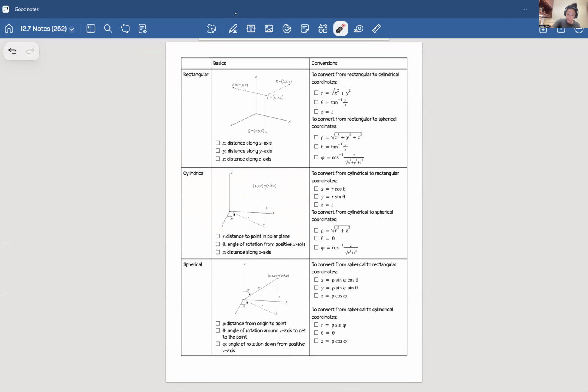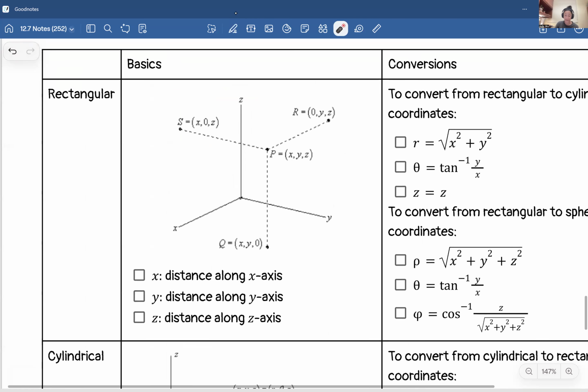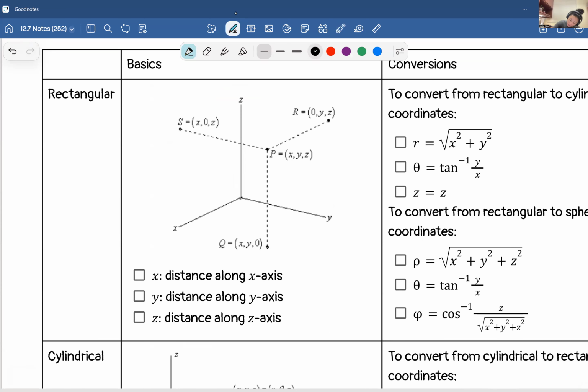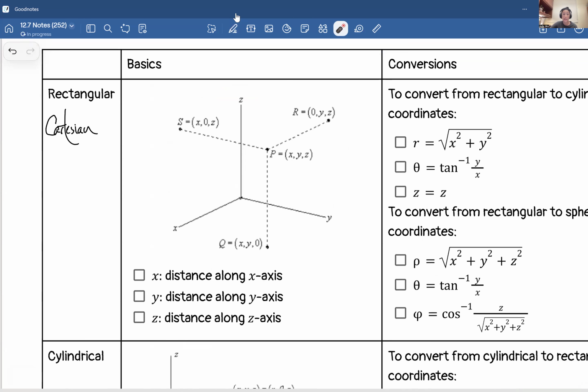The first one is what we call the rectangular system. The second one is what we call the cylindrical system. And the last one is what we call the spherical system. All three of these are just different ways of finding points and describing curves and surfaces in R3. The first one is our rectangular. Again, we can use the words rectangular and Cartesian interchangeably, but it is very similar to our XY. We are just adding a Z component to that.